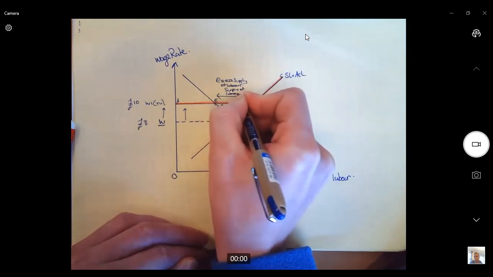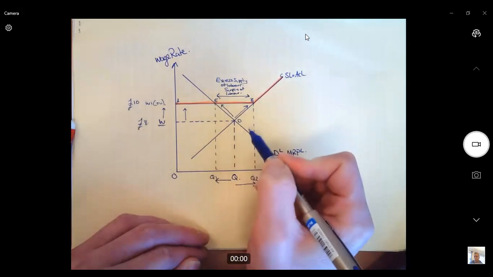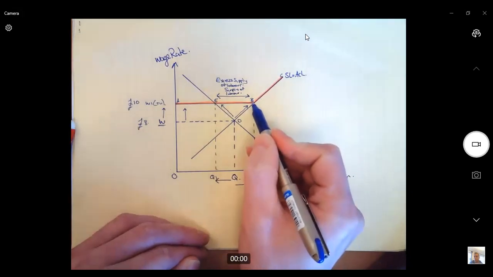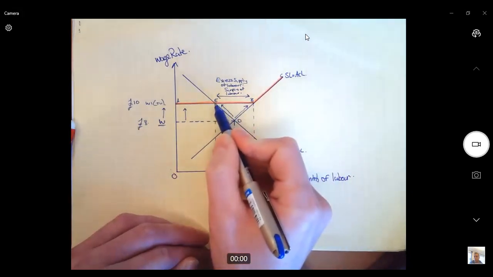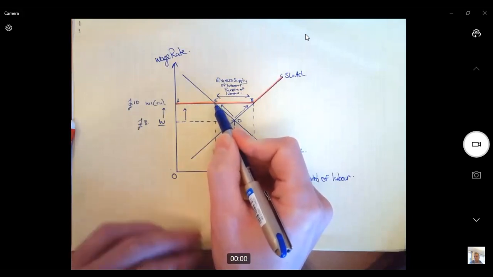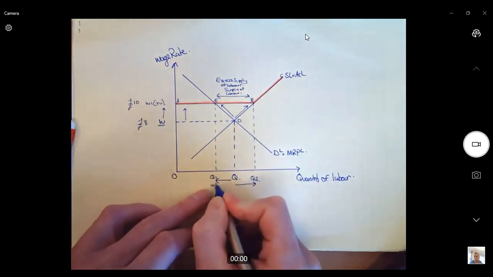And that basically means that there are now more individuals willing and able to work than there are firms willing and able to demand that labour. So firms are only demanding Q1 workers, and that's simply because workers are now more expensive.